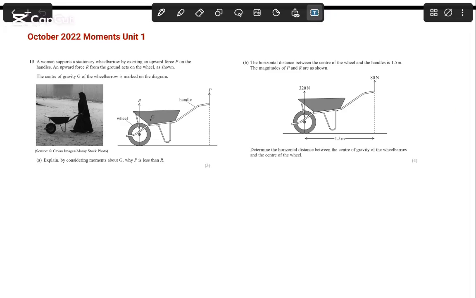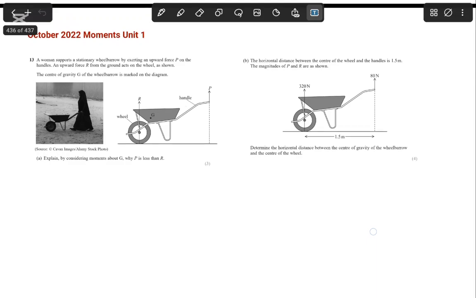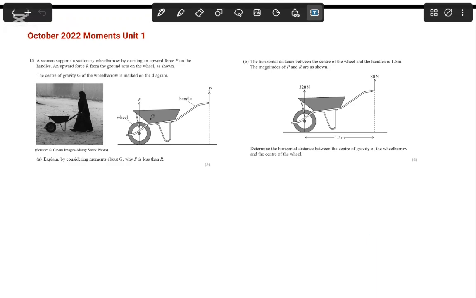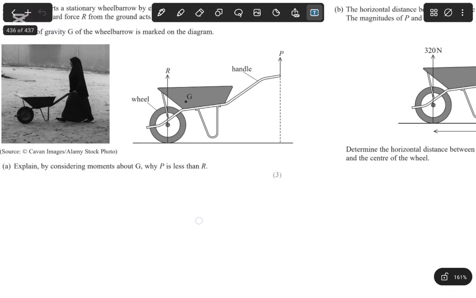Okay, we're going to be starting a new playlist on moments, and this is going to be a question from October 2022. So you can pause the video and try the question yourself. If you want to go to the mark scheme or you want to see the examiner report, you can go to the end of the video and you will see the mark scheme and examiner report. Okay, so without further ado, let's do this question.